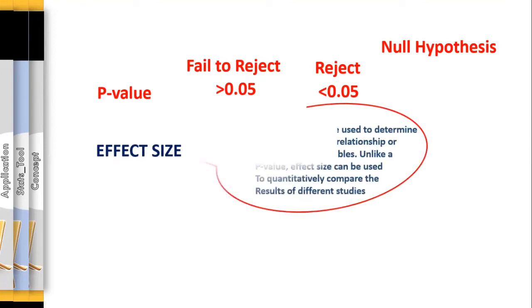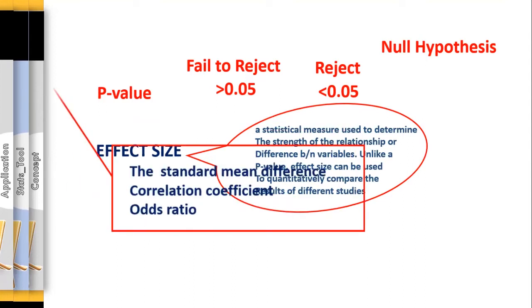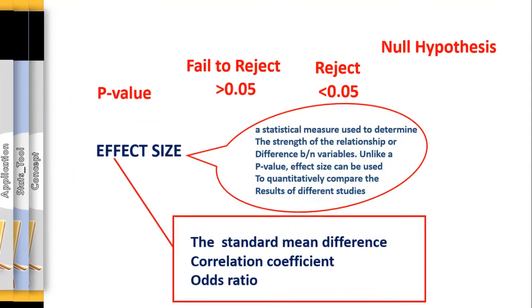What is effect size? It is a statistical measure used to determine the strength of the relationship or difference between variables. Unlike a p-value, effect size can be used to quantitatively compare the results of different studies. Now, what are some ways in which we can express effect size? Well, we have the standardized mean difference, the correlation coefficient, the odds ratio, among others.